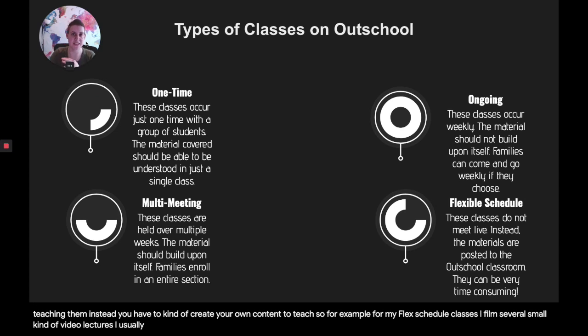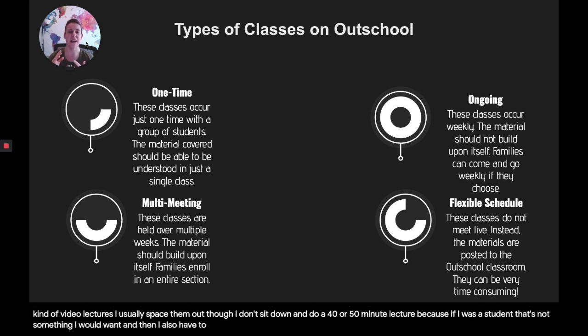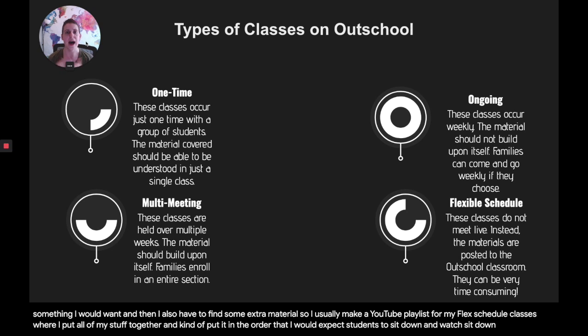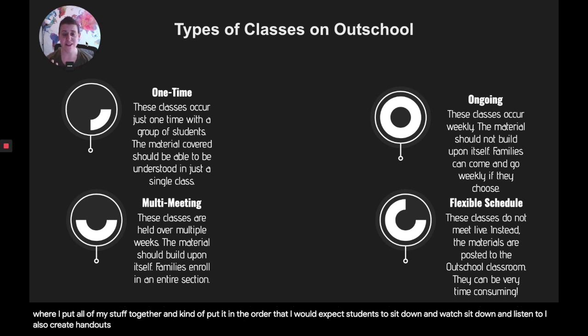I usually space them out, though. I don't sit down and do a 40 or 50-minute lecture, because if I was a student, that's not something I would want. And then I also have to find some extra materials. So I usually make a YouTube playlist for my flex schedule classes where I put all of my stuff together and put it in the order that I would expect students to sit down and watch and listen to. I also create handouts. I sometimes create listening guides. I usually offer video transcripts for students who might be hard of hearing or deaf.